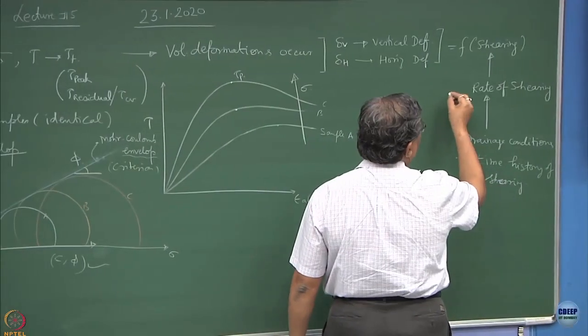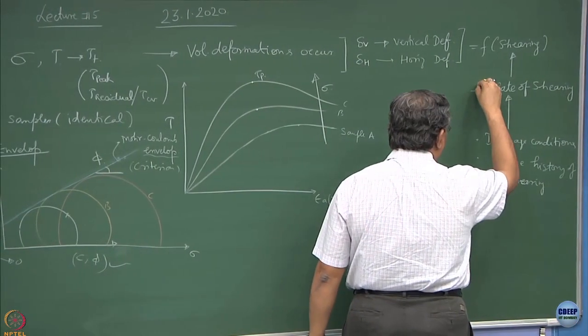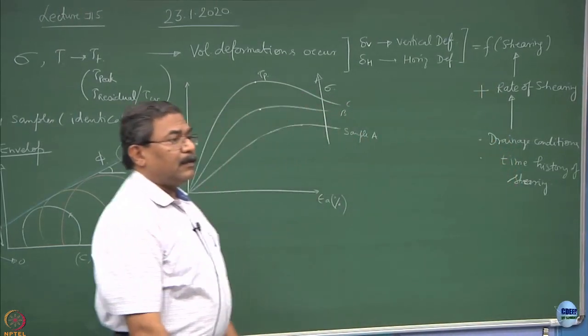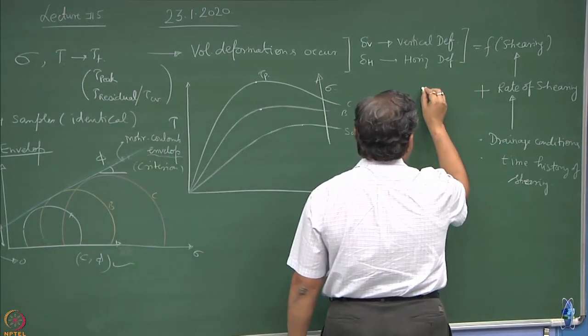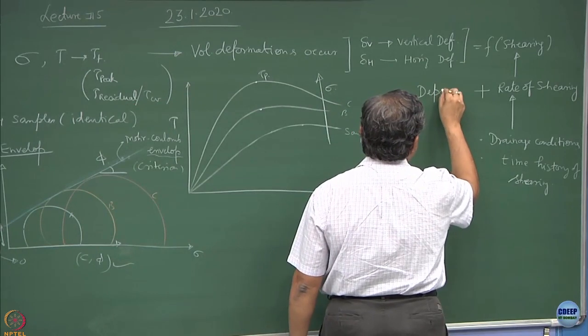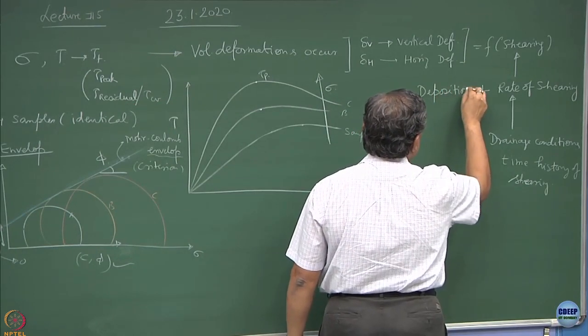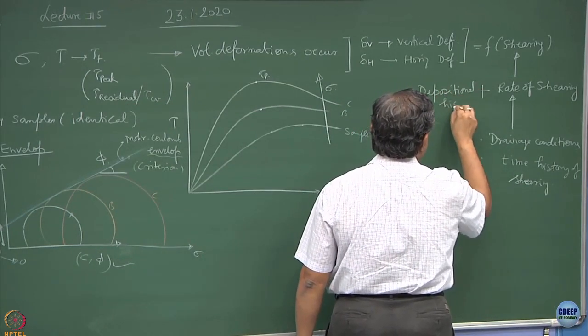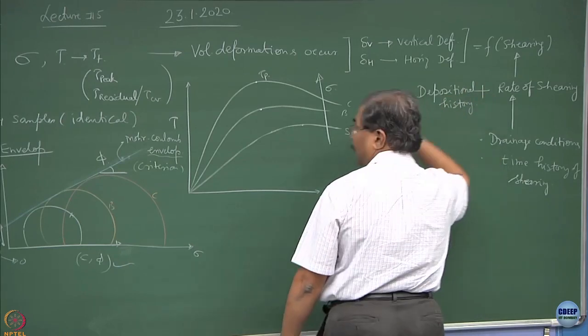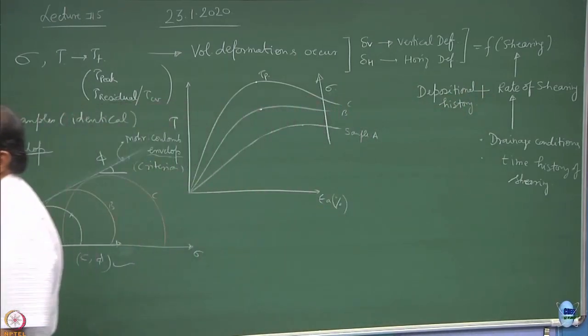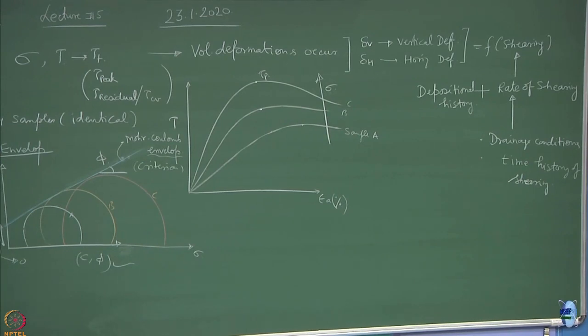Now let us complicate the thing. Rate of shearing plus depositional history, the way the formation took place, how the sandy deposit was formed, clear?